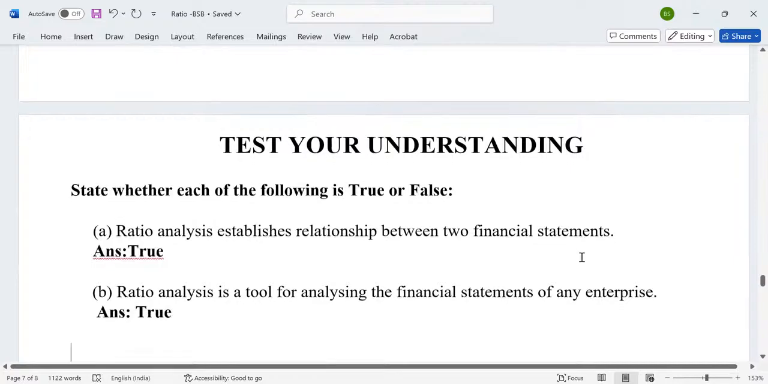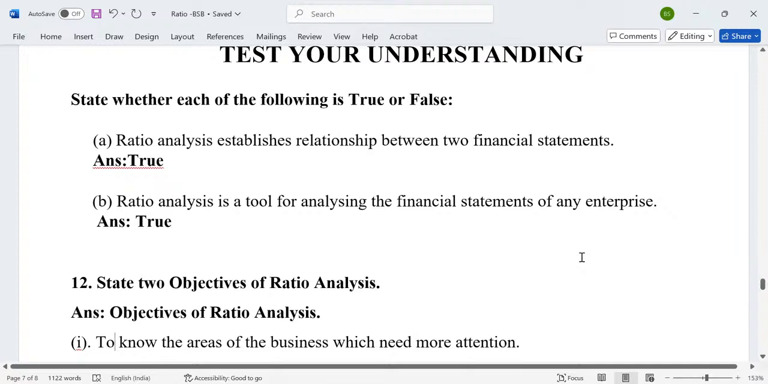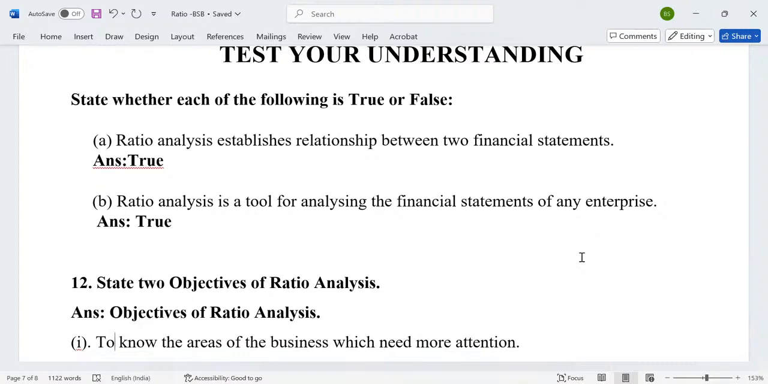Test your understanding. State whether each of the following is true or false. Ratio analysis establishes the relationship between the two financial statements. One is statement of profit and loss, another one is balance sheet, and it is connecting the relationship between the statements. Answer is true. Ratio analysis is a tool, one instrument for analyzing the financial statement of any enterprise. Answer is true. It is one instrument. It is a tool.